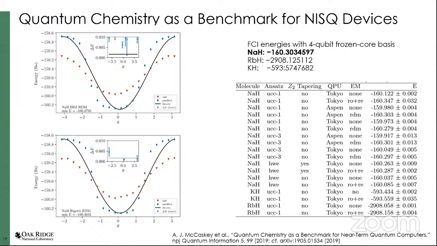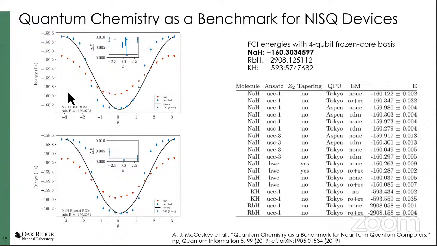Here on the left, what you're seeing are estimates of the energy for sodium hydride using the frozen core approximation and the 4-qubit wave function that we were talking about earlier. The solid black lines represent the analytical results. So this is what we would expect given these ansatz wave functions and these Hamiltonians. The red triangles represent the data that comes back from the quantum computer. The top is for the IBM device and the bottom is for Rigetti. Both of these are superconducting qubit devices.